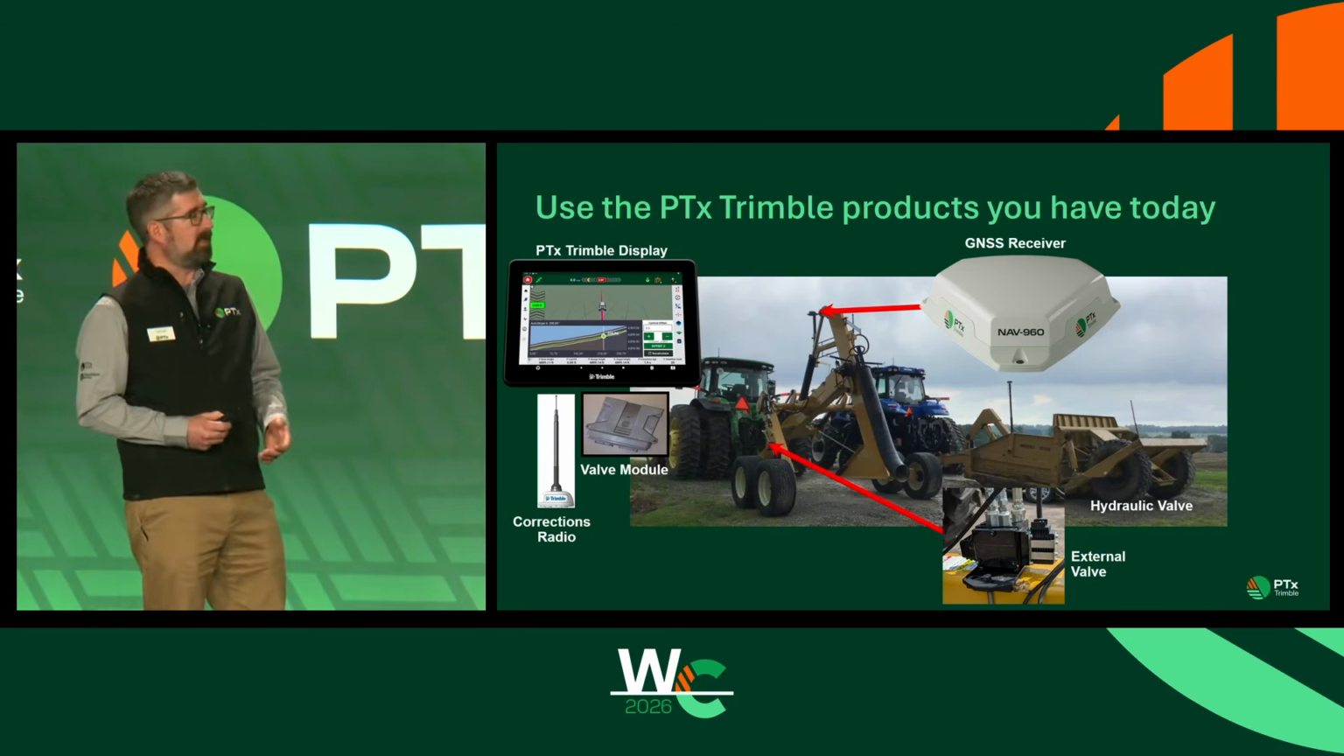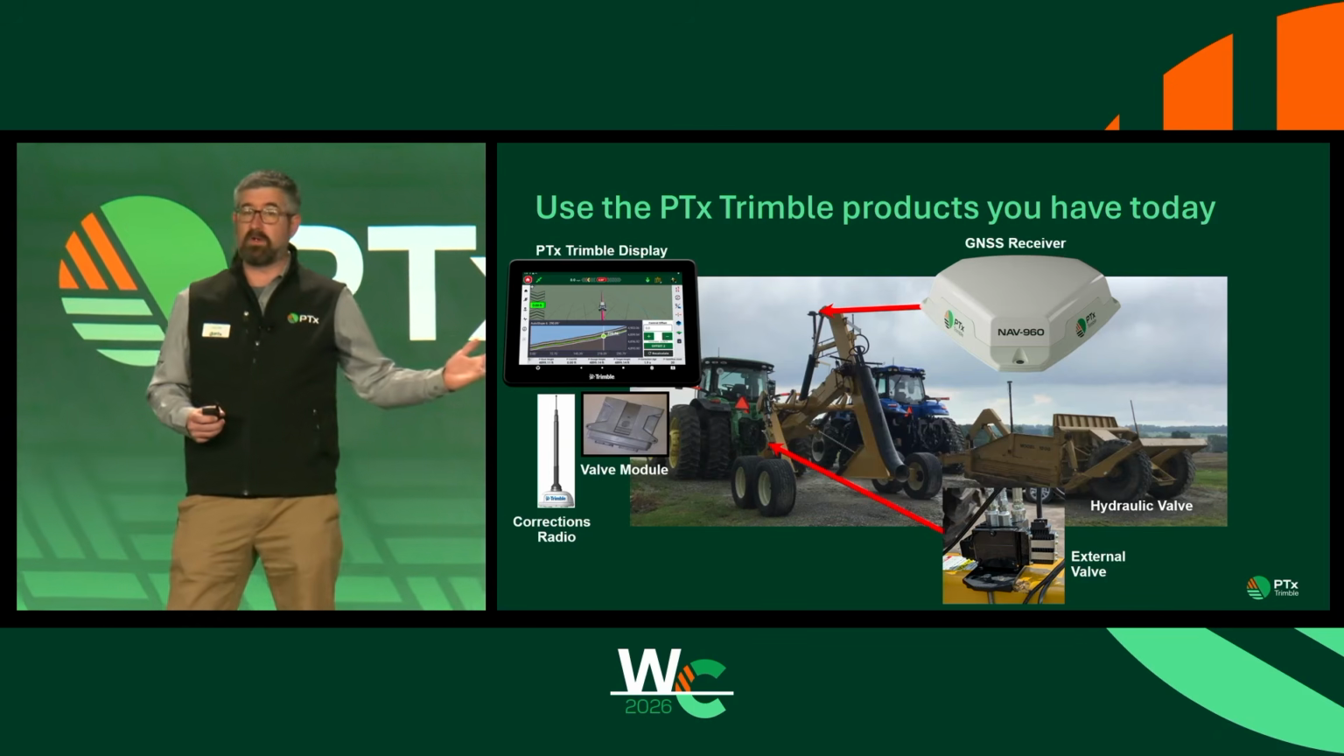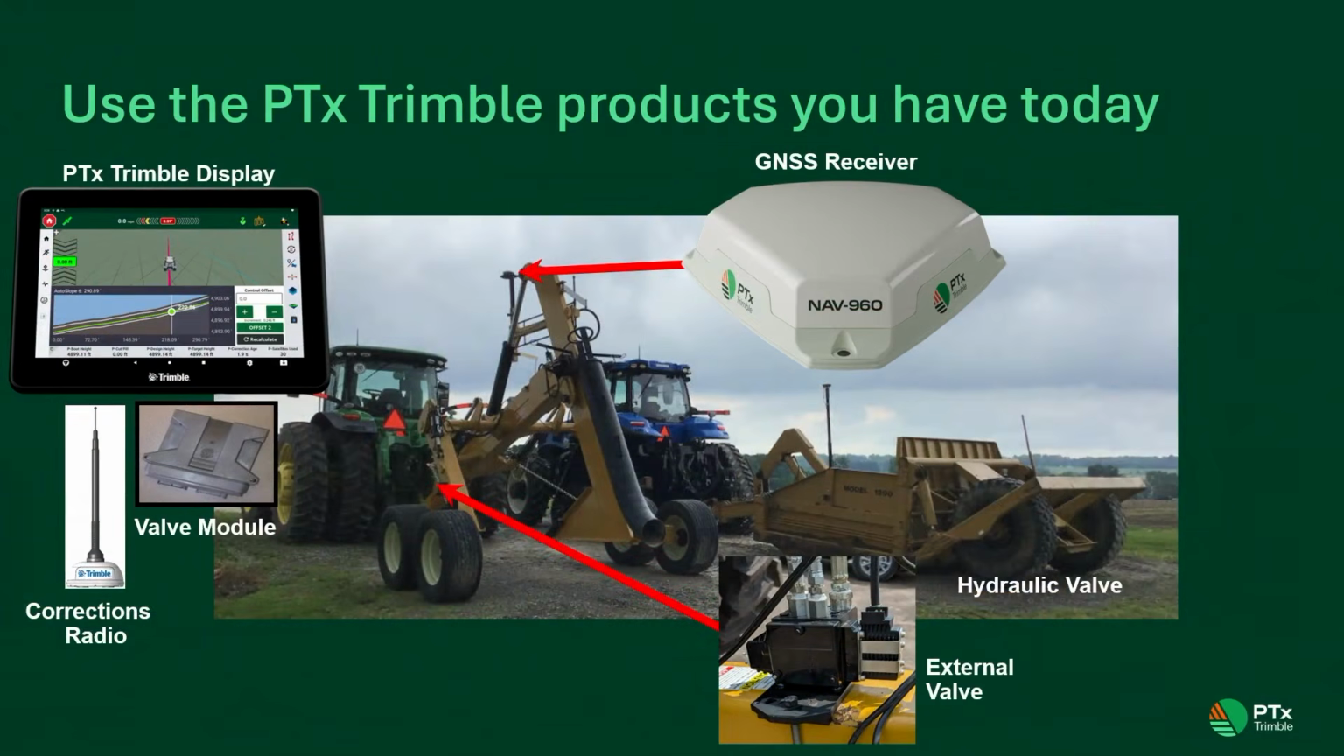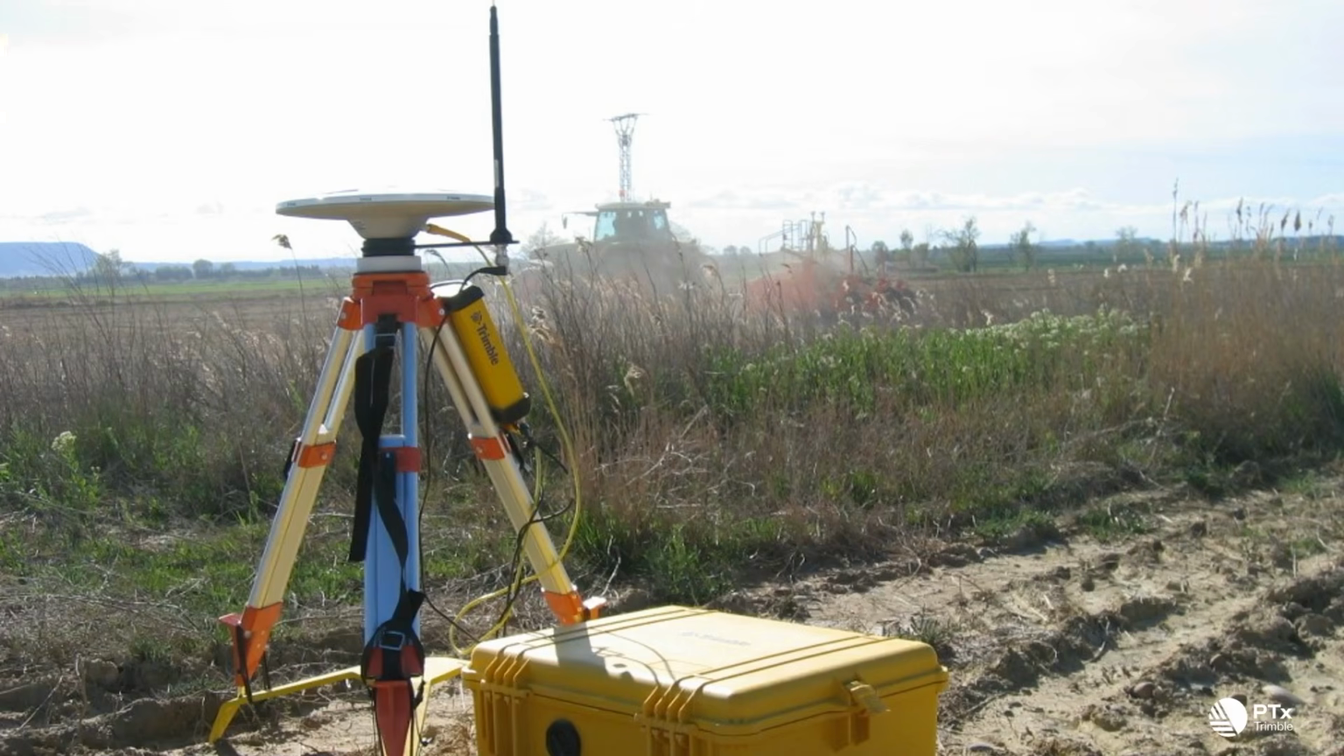So the first step is moving the receiver from the top of the cab to the tile plow. We're using that same display in cab. We are adding some valve control components just to control the tile plow in your field. And one other thing that you might need to add is RTK corrections. So you'll see that corrections radio on the diagram here. We add that along with that base station in the field.